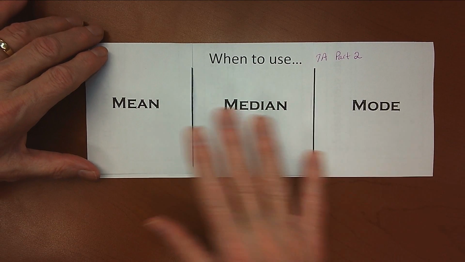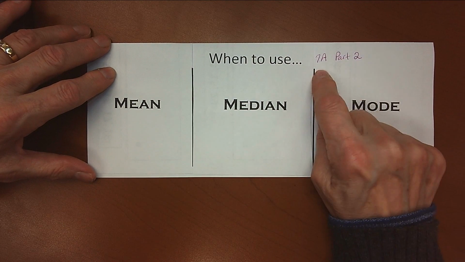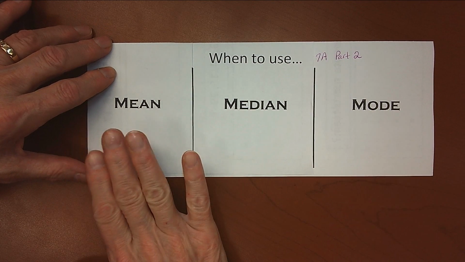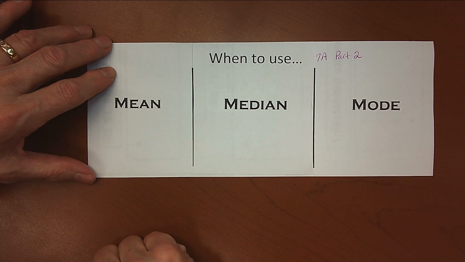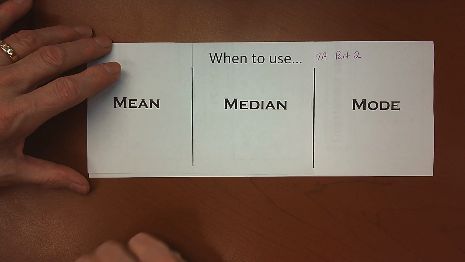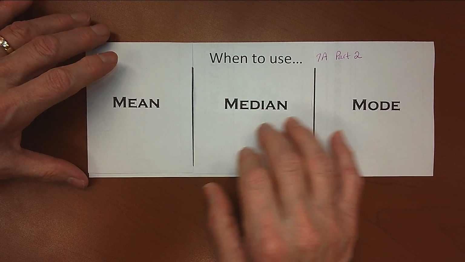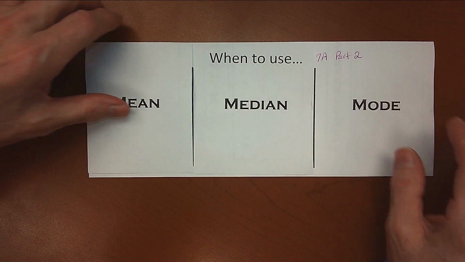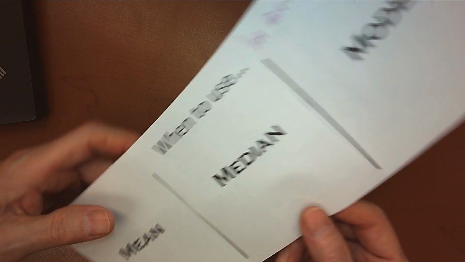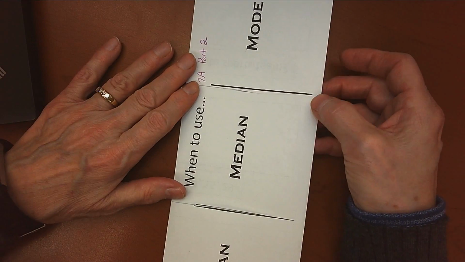Hi guys, we're going to take some notes over 7A Part 2. We've practiced finding mean, median, and mode. We've practiced finding range and outliers and just identifying what those are. And so for these notes, you're going to go ahead and take the sheet that you have and fold them in half, what I'd call hot dog style.